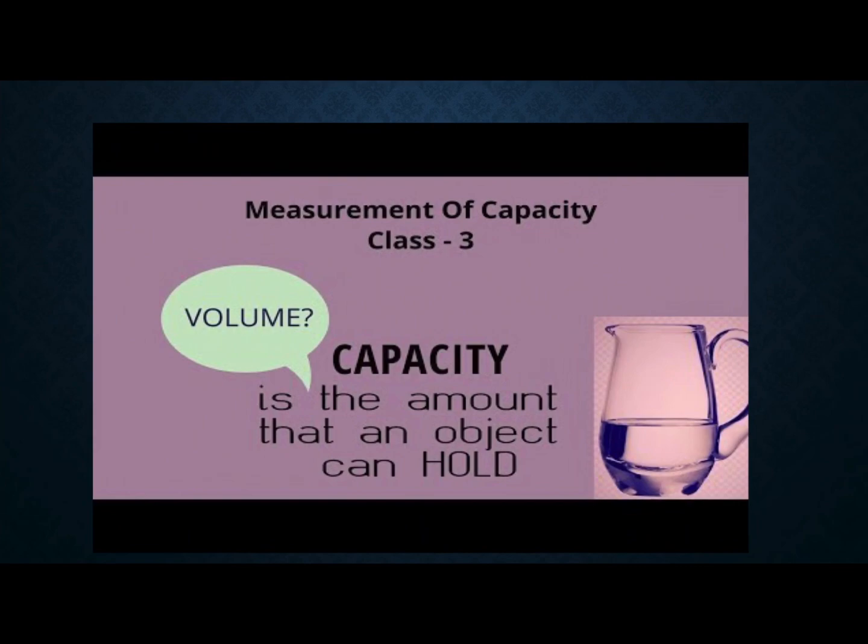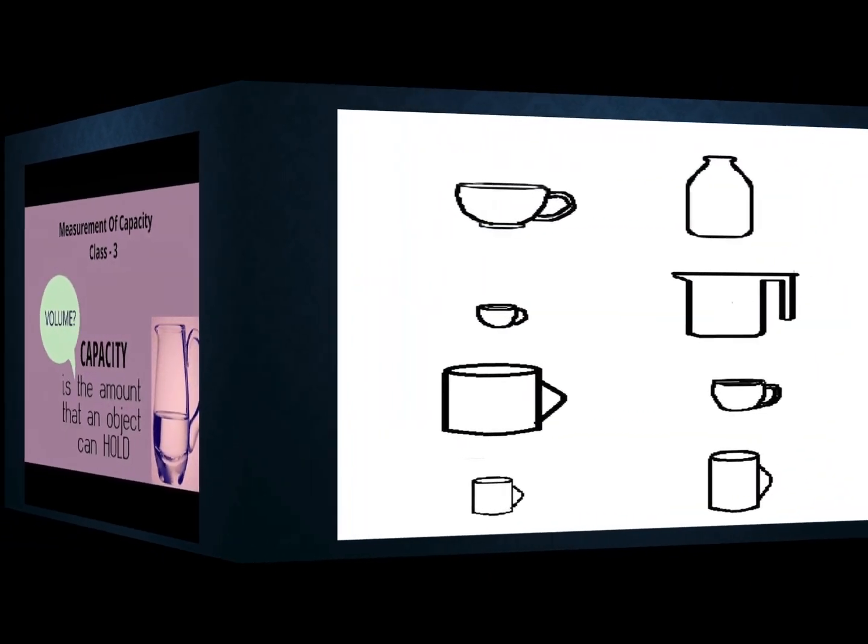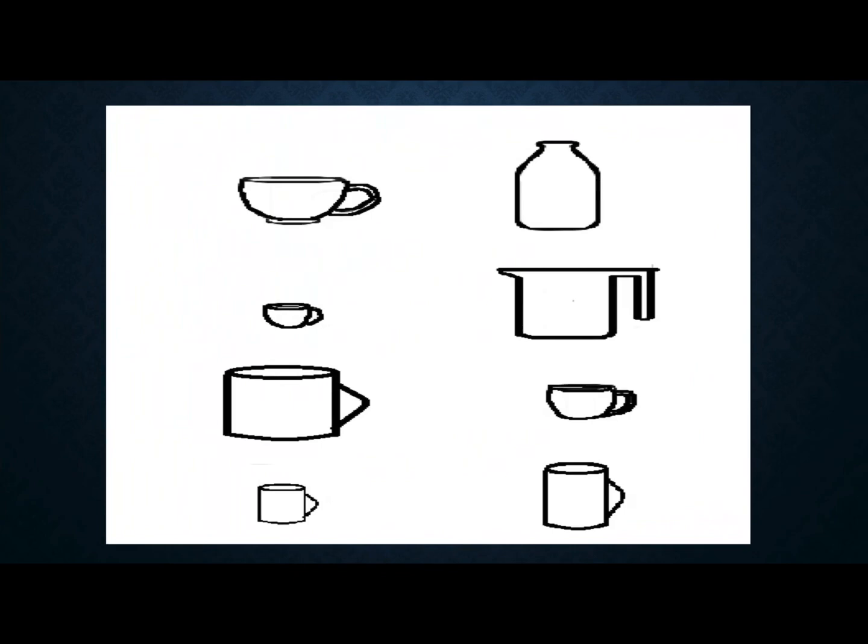Now, measurement of capacity. What is capacity? Capacity is the amount that an object can hold. Now see this, there is a picture of a jug containing water. So this is a capacity. The capacity is the amount that an object can hold.